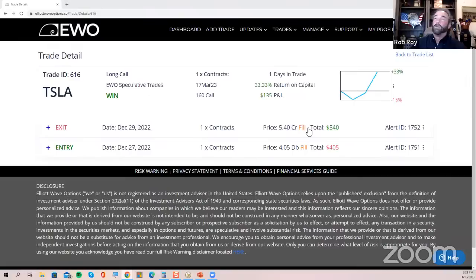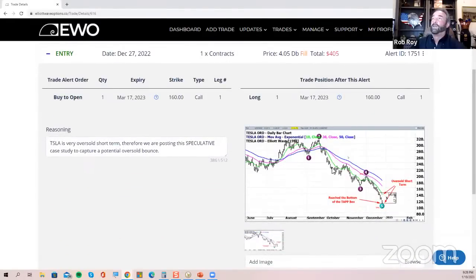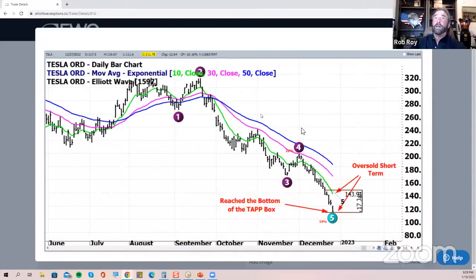But when you find something that just looks like a trade, but it doesn't fall within the rules of one of those portfolios, we put it in our speculative portfolio. And in this case, Tesla just looked oversold. Look at that. It was a 5-wave to the downside. It was right at the bottom of the tap box there. So at the end, it got a little vertical there, with separation from the 10-day moving average. Just everything was screaming Tesla's oversold.